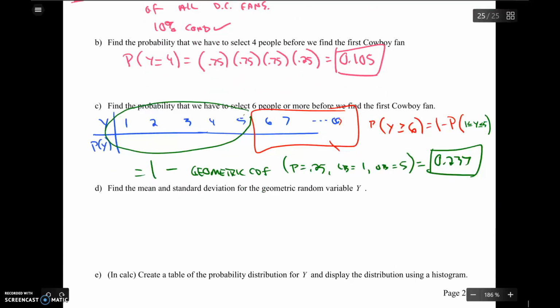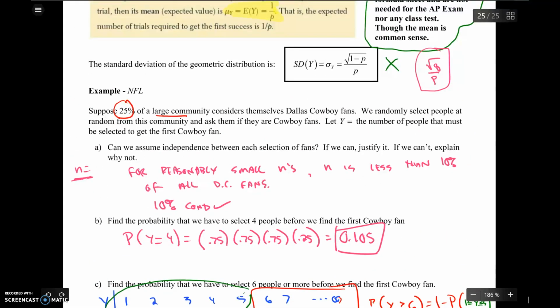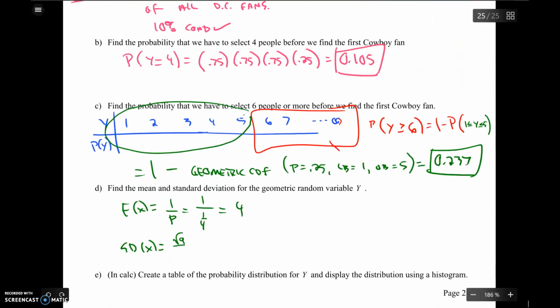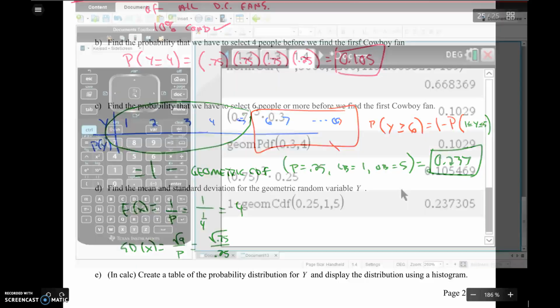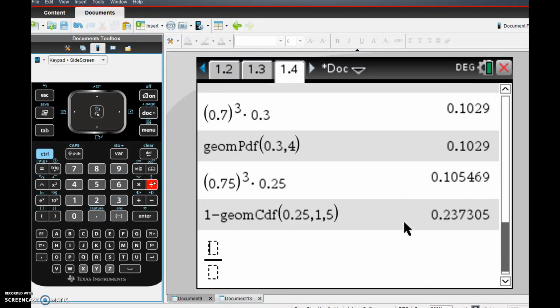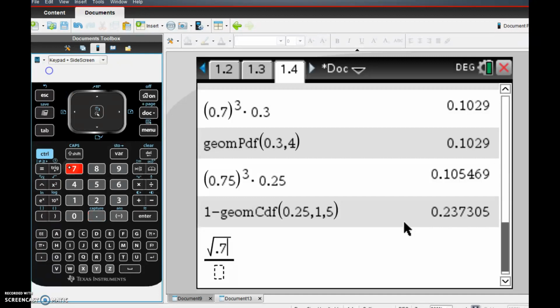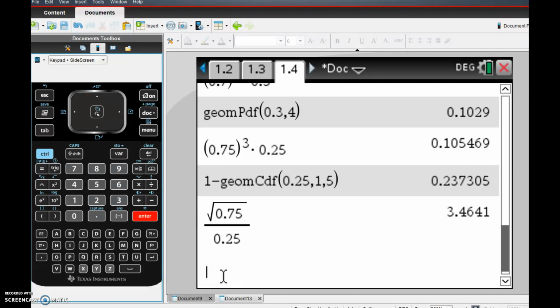Find the mean and standard deviation. The mean you're responsible for. This is going to be 1 over p, which is 1 over 1/4, which is 4. The standard deviation, like I said, I don't even know. I know it's got a square root of q over p, p over square root of q over p. That's the square root of q, 0.75, over p, 0.25. One of these days I'm going to look that up and figure out what that's from, but oh well, not today. 2.46.